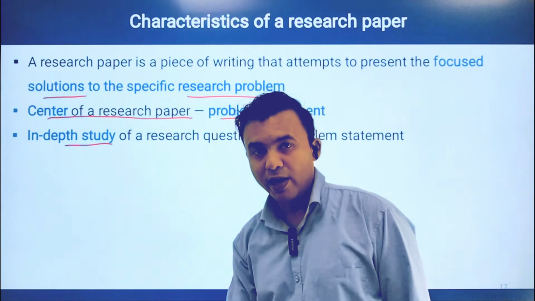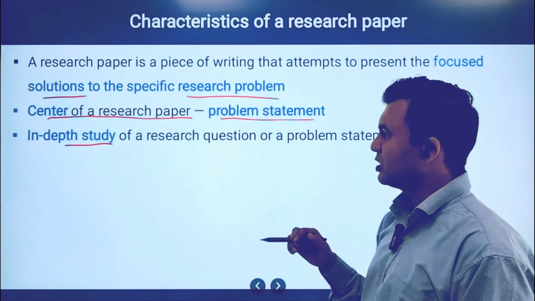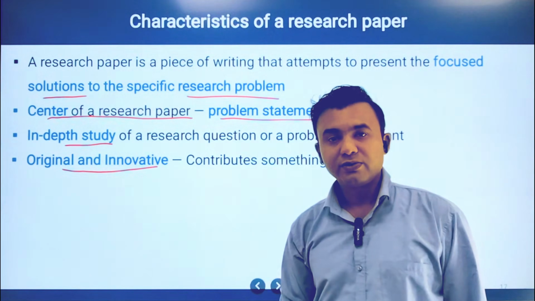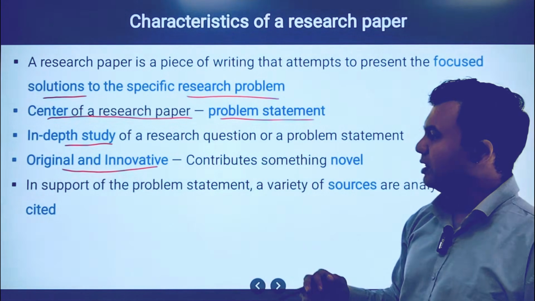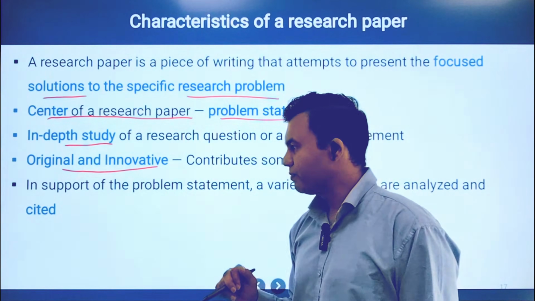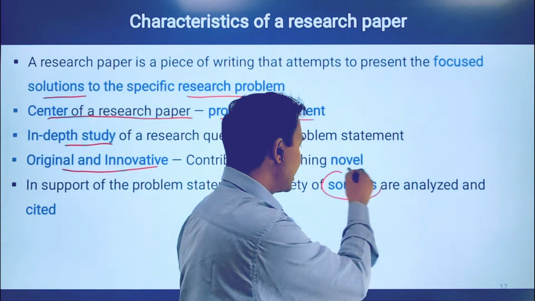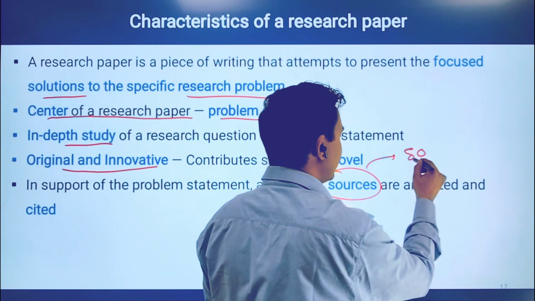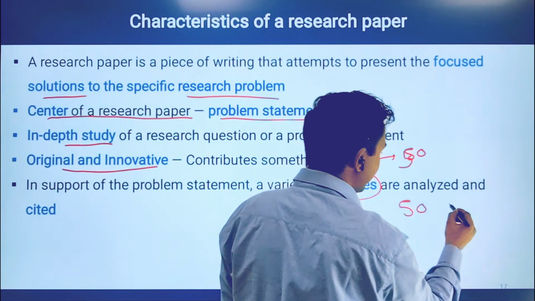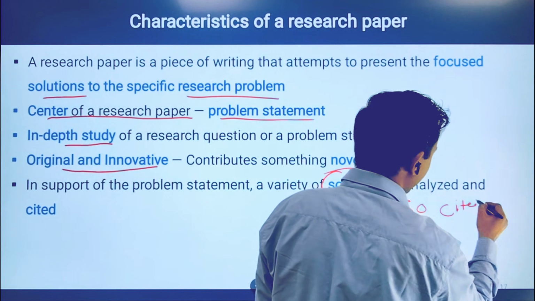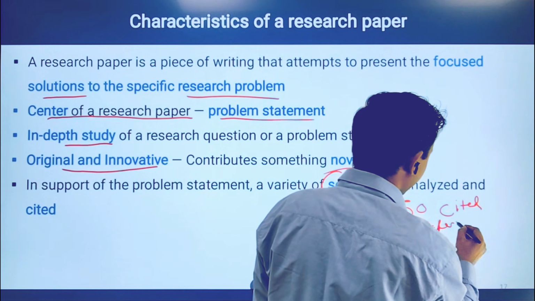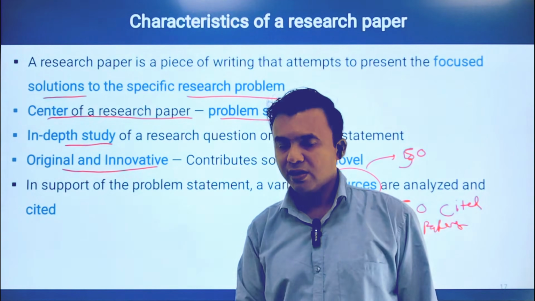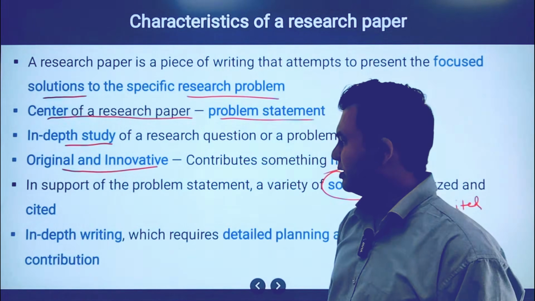In-depth study has to be provided around the problem statement, not at the surface. And it must be novel and innovative. In support of the problem statement, a variety of sources have to be cited. Generally, a research paper will have around 50 papers cited. It can go 50 to 100. I'm just giving you one particular number for a journal article. If it's a conference, then it would be around 15 to 20 articles cited.